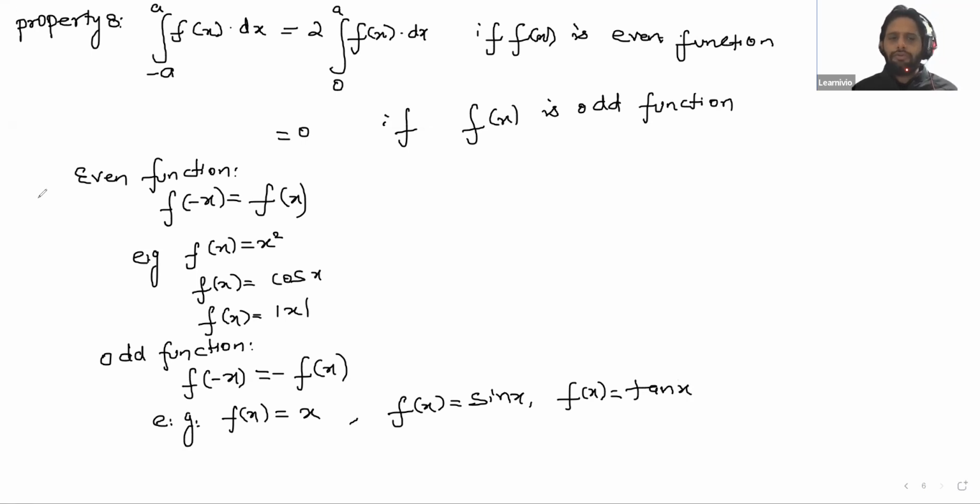What are even and odd functions? Even function when f minus x is equal to fx. Odd function when f minus x is equal to minus fx. Please note down this and confirm. We will first prove this, then we will try some questions on the basis of this one.